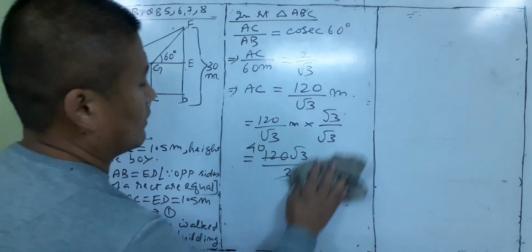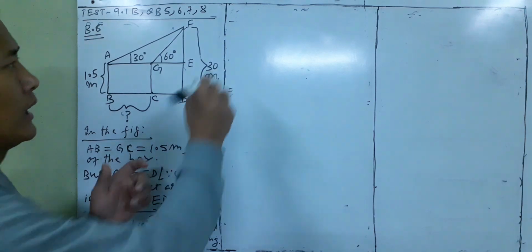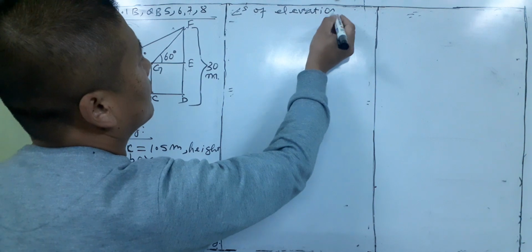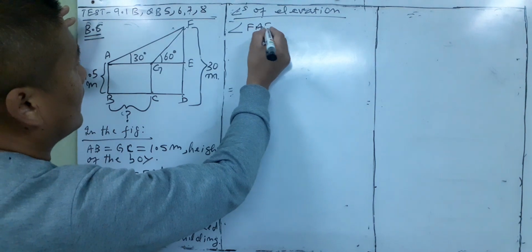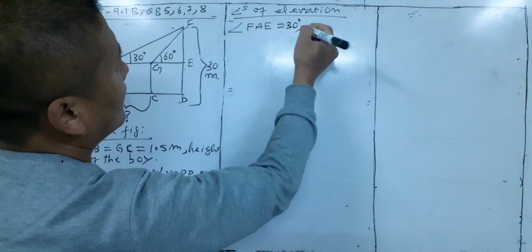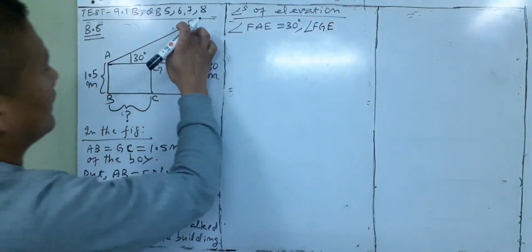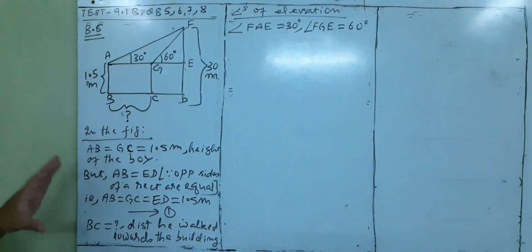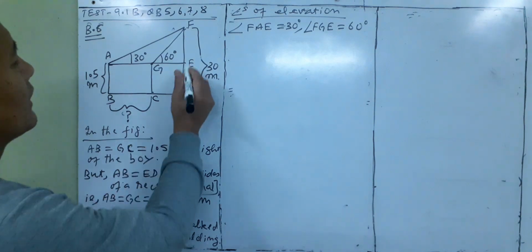Now next, the angles of elevation, they are 2. So we'll just write them under a heading, angles of elevation. First one, he stands at this position, so angle FAE, this one here, FAE 30 degree. Then he walked closer, FGE becomes 60 degree. With this information, we have to get this BC or AG, the distance that you walk towards the building.